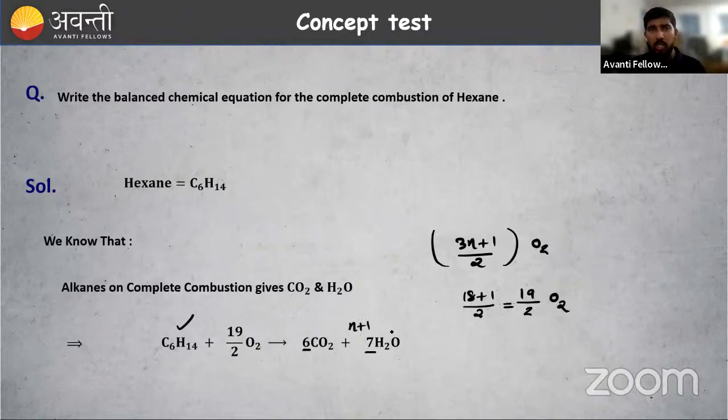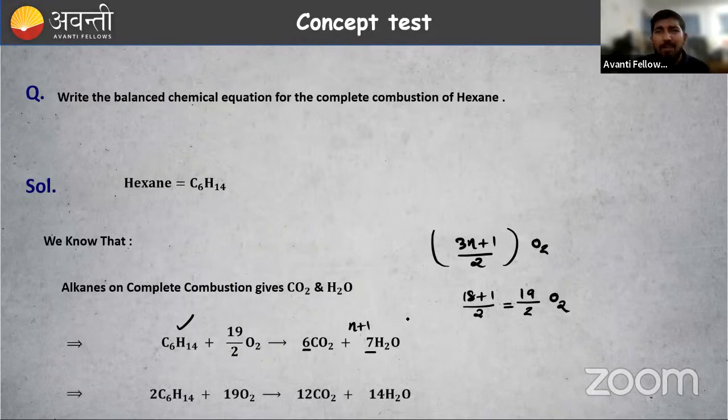So this is the equation. This is a balanced equation, right? If you remember the general reaction, you can write any reaction of alkanes with oxygen. That is our combustion reaction. Or you can also write it as 19 by 2, but it is not looking beautiful. So I'm multiplying the whole equation by 2. Then what will you get?